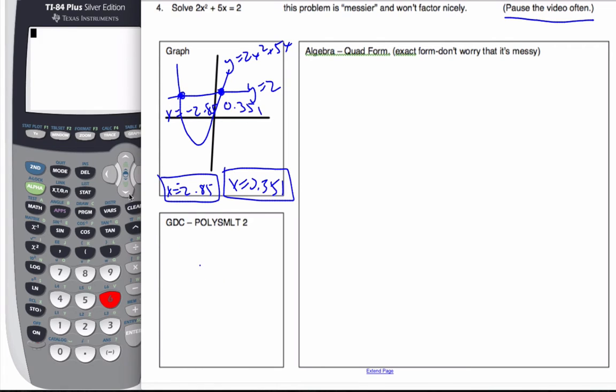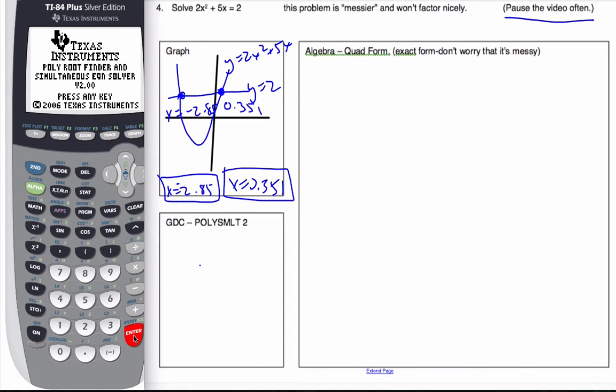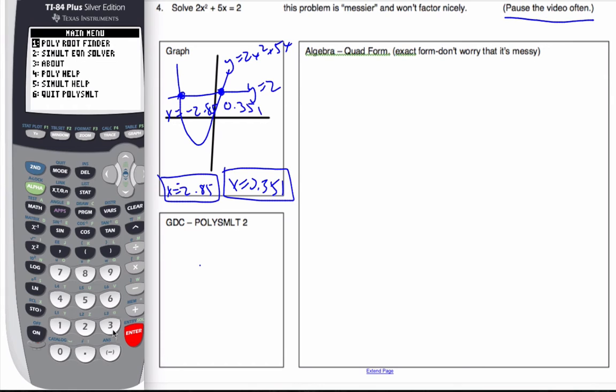Polysimultaneous will get me the same thing. Let's look at the app here. Go to polysimultaneous, find it on your big giant list. Hit enter. We're doing poly root finder. And order is 2. I'm going to go next.